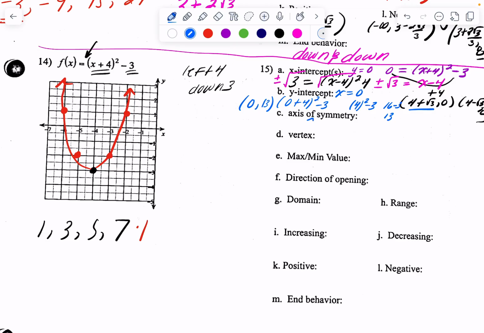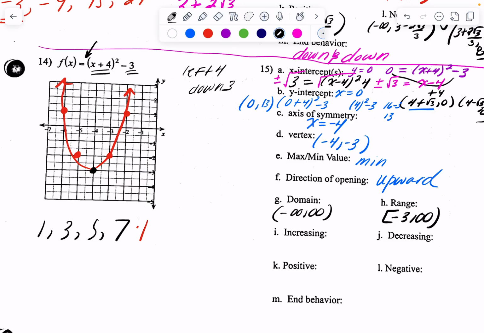The axis of symmetry is at x equals -4. Our vertex is at -4, -3. It's a minimum. Opens upward. Hopefully you guys are keeping up here. Sorry. Domain is negative infinity to infinity. That's true for all quadratics. Okay, then our range is from -3 to infinity.